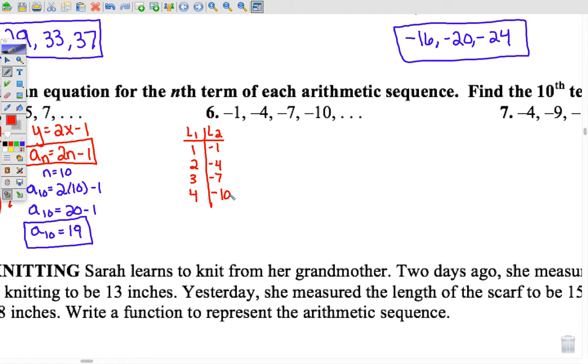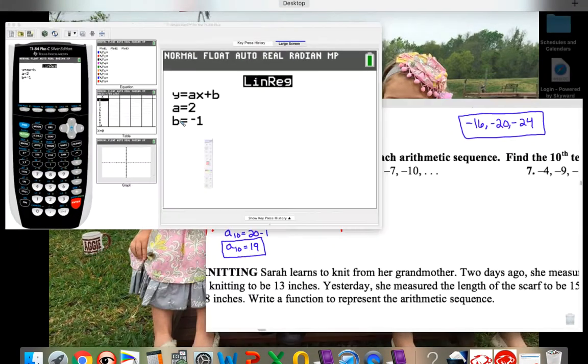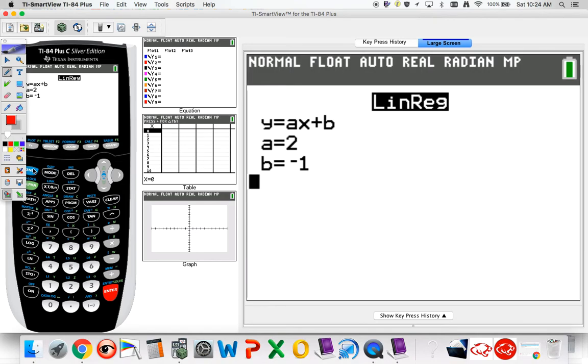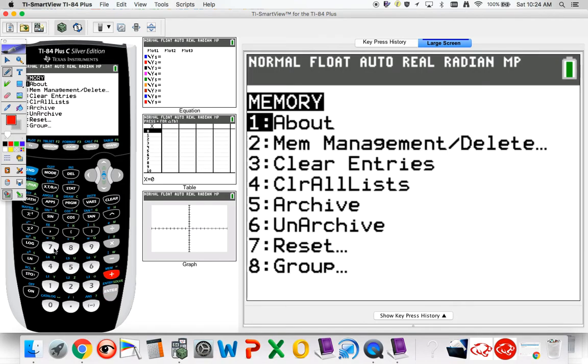Okay, so we're going to go ahead and put these in our stat edit. That way we can get the equation. Make sure you're using your calculator, because remember, if you're not using your calculator, then you don't get to use it on your test. So make sure you're using it. So I'm going to go ahead and clear out my calculator. Second plus 7, 1, 2.